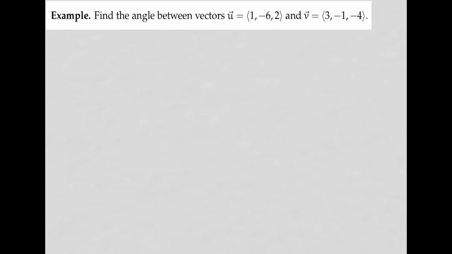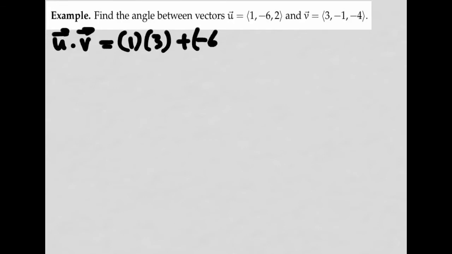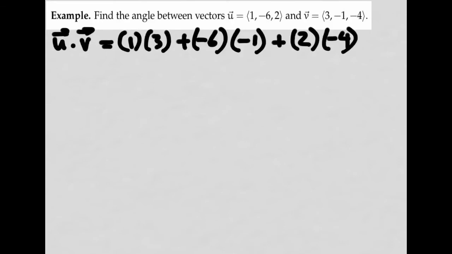U dot v is 1 times 3 plus negative 6 times negative 1 plus 2 times negative 4. That's 3 plus 6 minus 8, which equals 1.